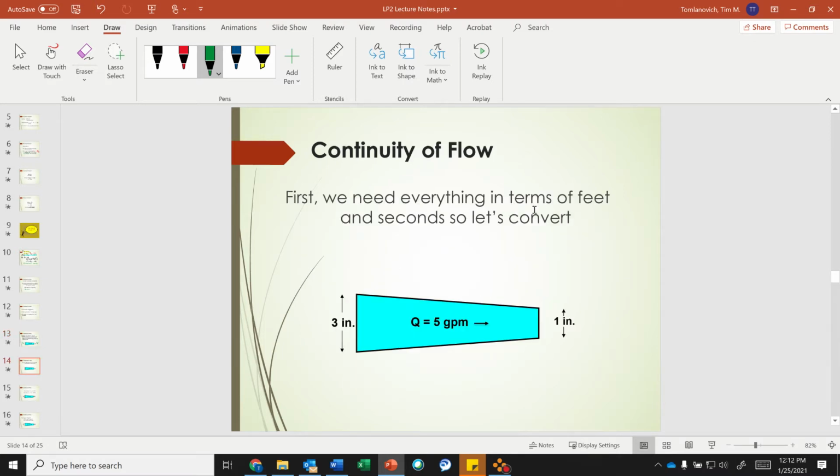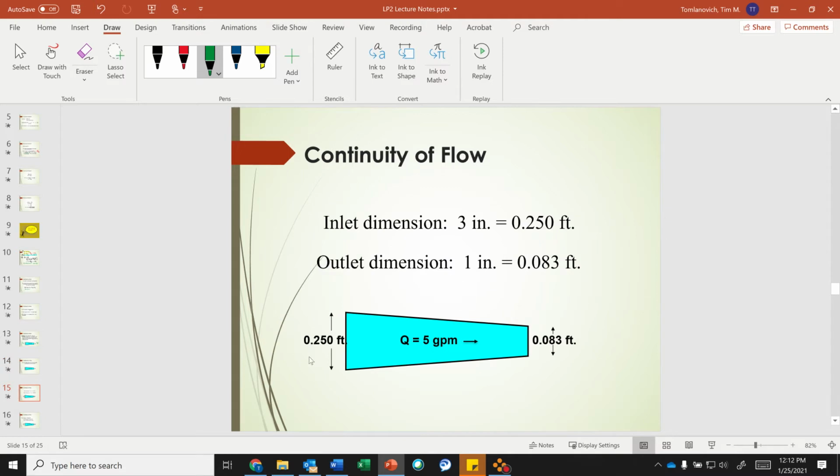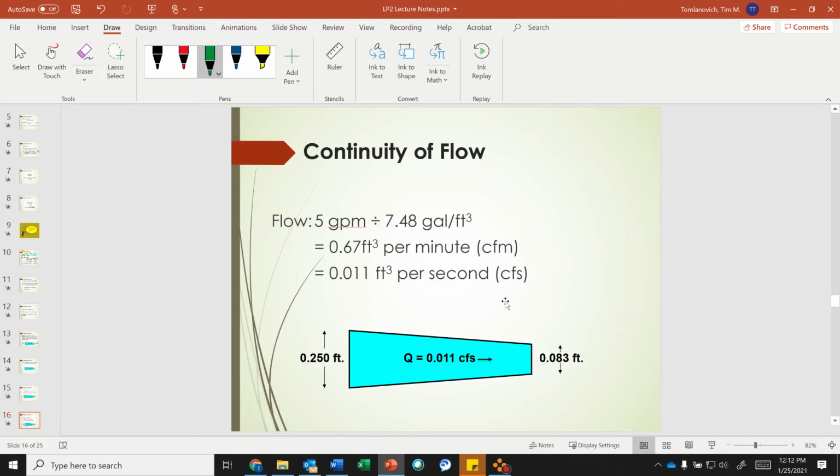Okay. First, we need everything in terms of feet and seconds, so let's convert. All right, so we have 3 inches, 1 inch, 5 gallons per minute. Inlet dimension, 3 inches, 3 divided by 12 is 0.250 feet. Outlet dimension, 1 inch, 1 divided by 12 is 0.083 feet. So we got that in feet. 5 gallons per minute divided by 7.48 gallons per cubic foot, we get 0.67 cubic feet per minute, and then 0.011 cubic feet per second. Okay, so now we're in cubic feet per second and feet, we're good.